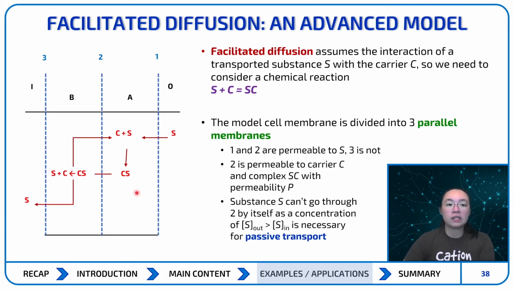So in facilitated diffusion, your substance has to bind with a carrier, and that carrier is going to help that substance across. So it's going to combine as one, and then in the second area, it's going to release that substance so it can continue through.